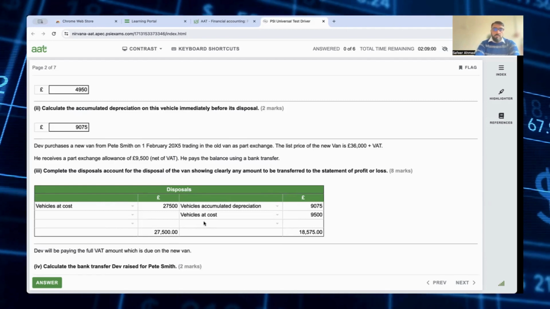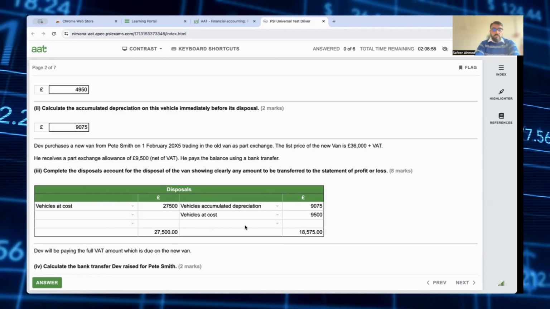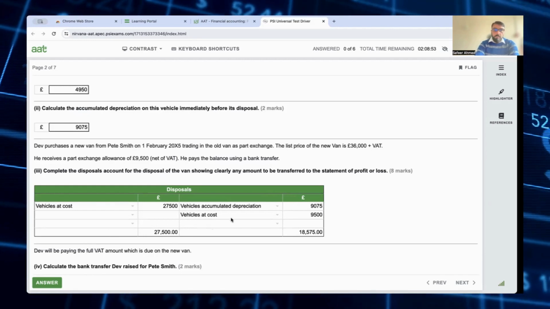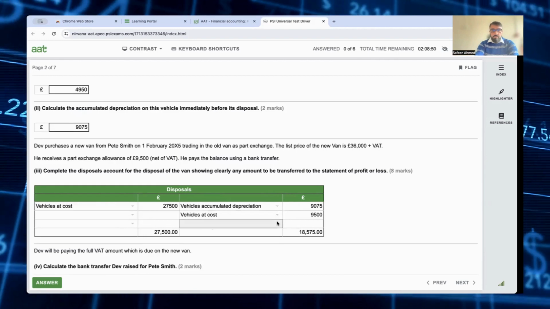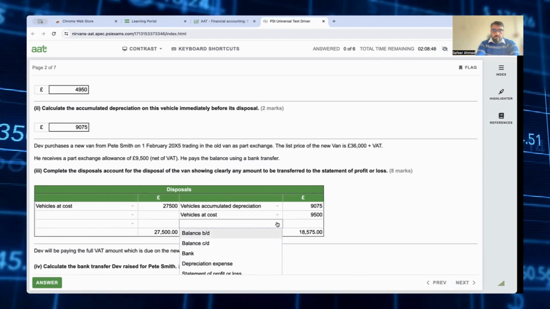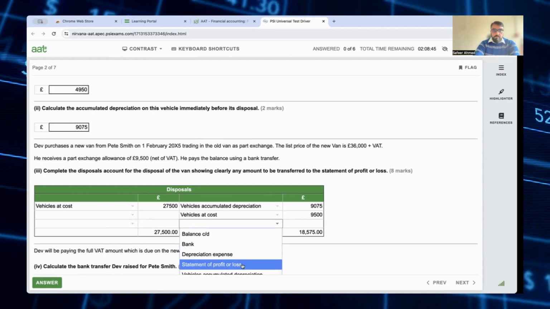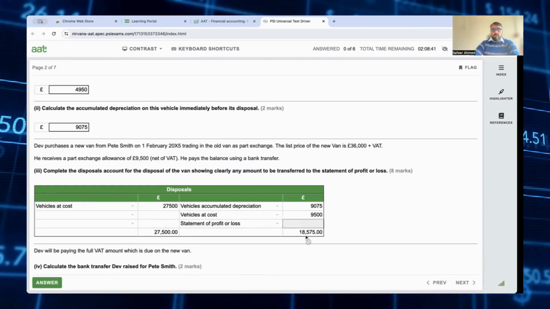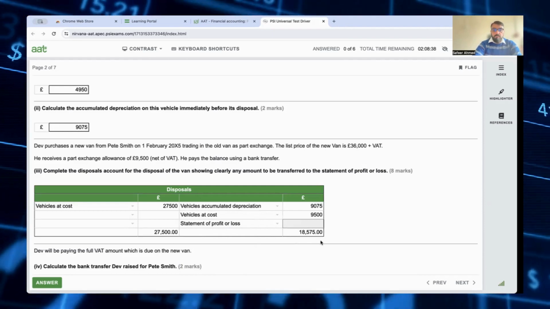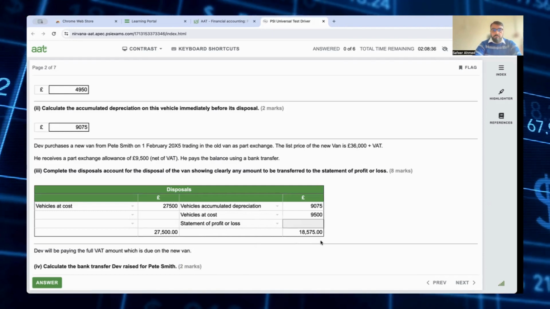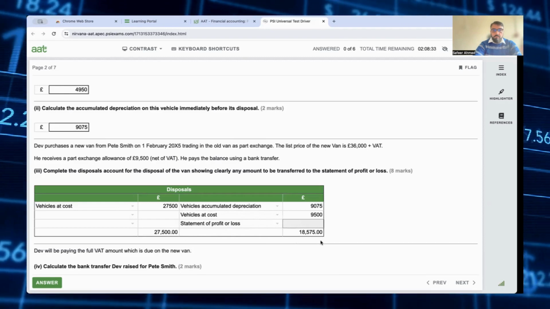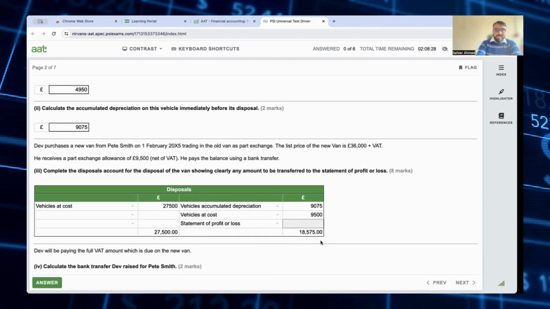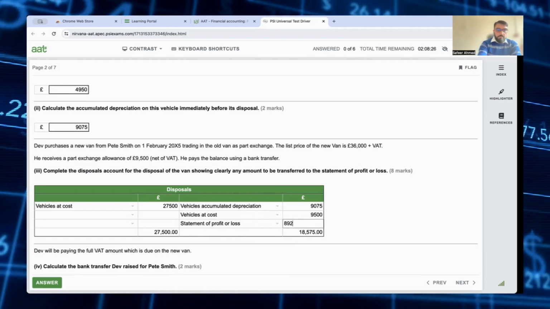So as you can see, on the credit side, it will be the balancing figure. If it is on the credit side, it's a loss, and that will be recorded in the statement of P&L. So the difference between basically 27,500 and 18,575, which gives you 8,925.